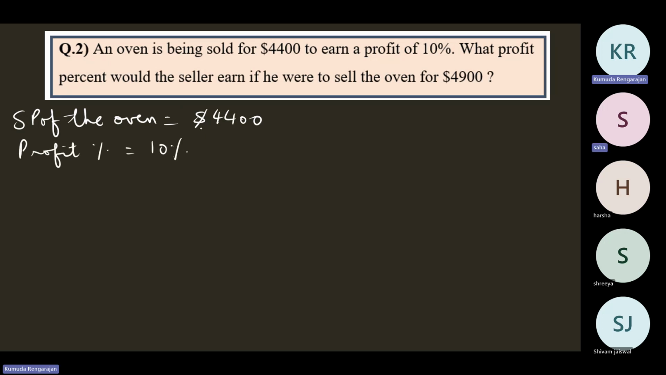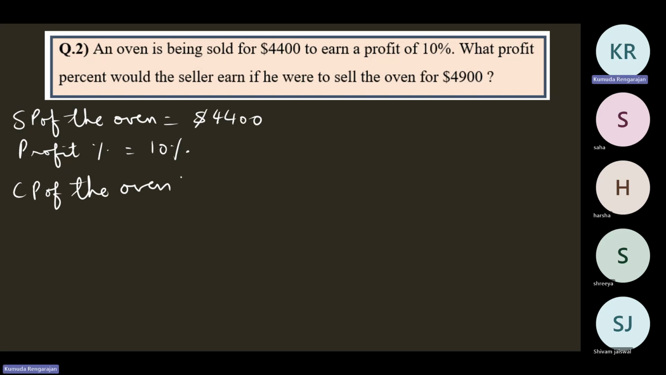Whenever you have two things like this, the selling price and the profit percent, immediately, don't read the question ahead, find the CP of the oven. You're not asked to find the CP, but you need the CP. So when you have the SP of the product and the profit percentage, use these to find the CP.